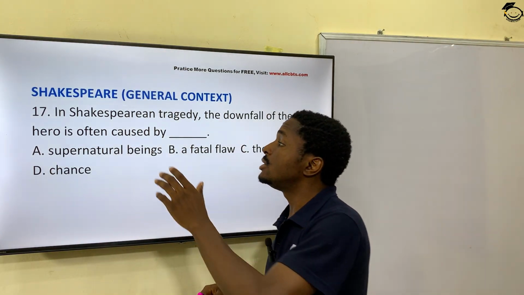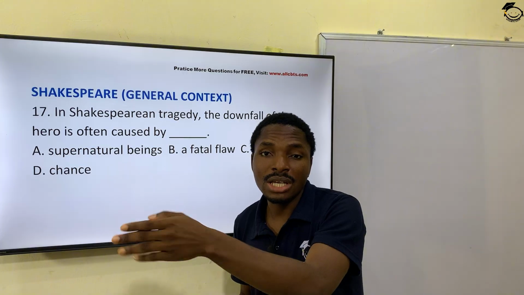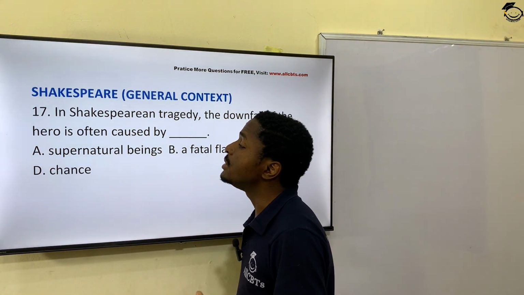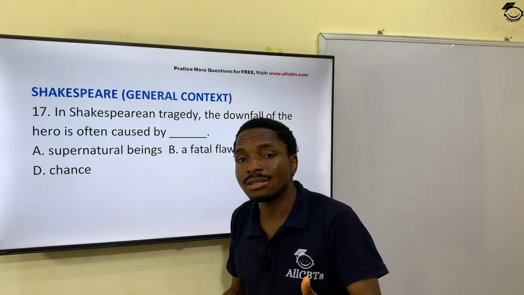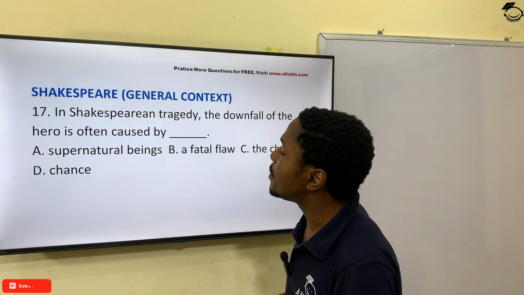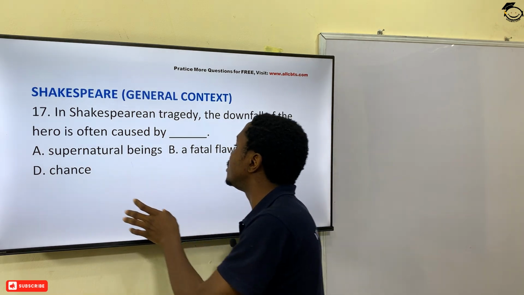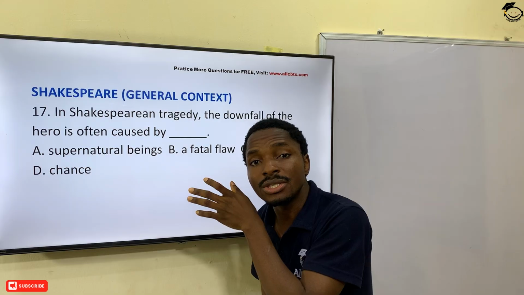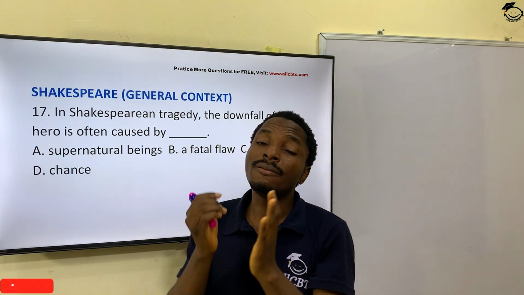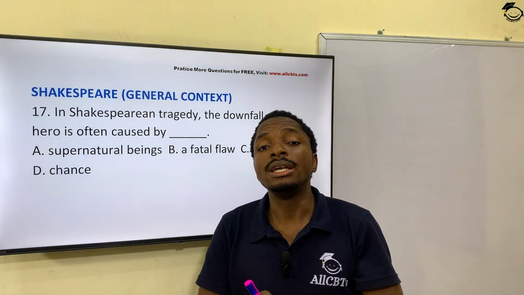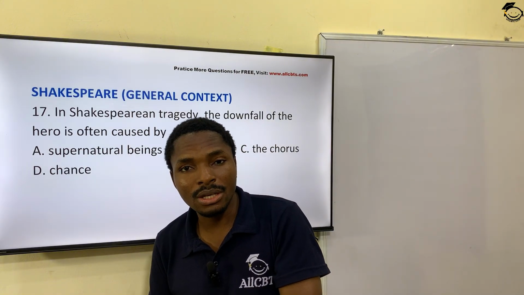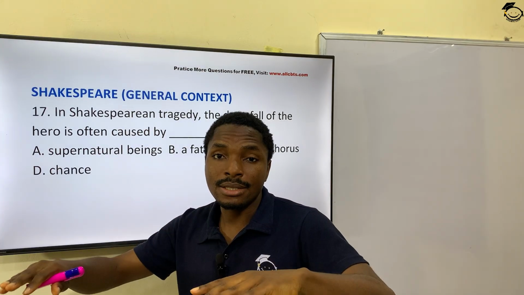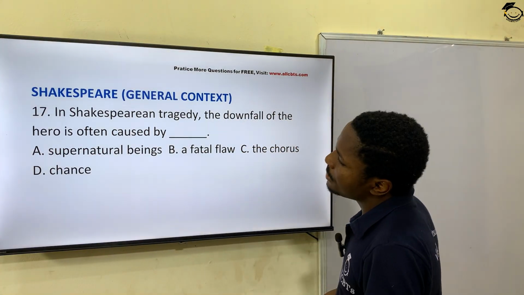In other words, in Shakespearean tragedy writings, the downfall of the hero or the protagonist is often caused by what? This supernatural being, fatal flaw, chorus, dance? It is fatal flaw. Most times, they often commit a flaw that results in their downfall. Okay, in almost all of Shakespearean writings. Okay, 18.